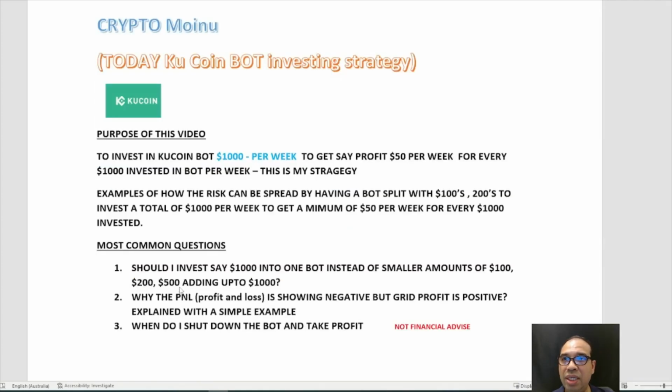So here I've answered the question of the strategy of why I should be splitting into smaller amounts instead of a big lump sum, 1,000, 2,000 or 3,000, that sort of thing, and how the P&L is calculated. And the last one is when do I shut down the bot. For that I'll just have to go live into KuCoin, and I can have a quick look and show it to you.